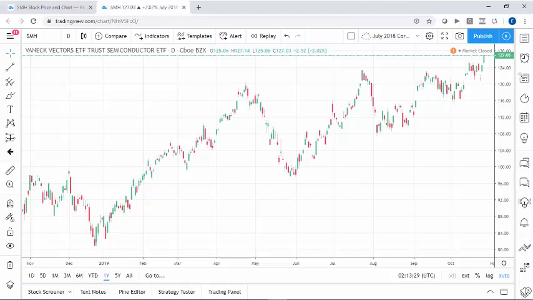So let's start off with just a view of the chart over the last year, last 12 months. You can see it's had a few pullbacks, but largely this has been an upward move for the entire year of 2019. It obviously took a hit in late 2018 when the first news started to break about the possibility of a trade war with China.